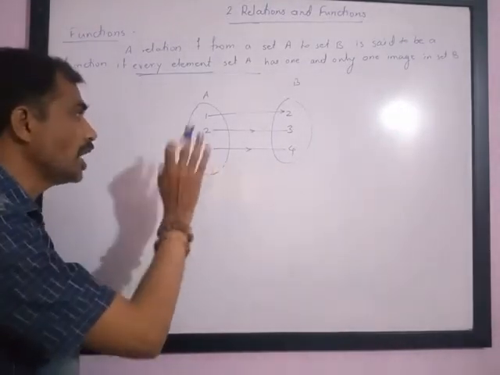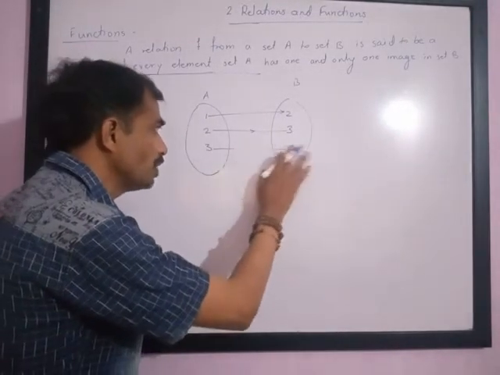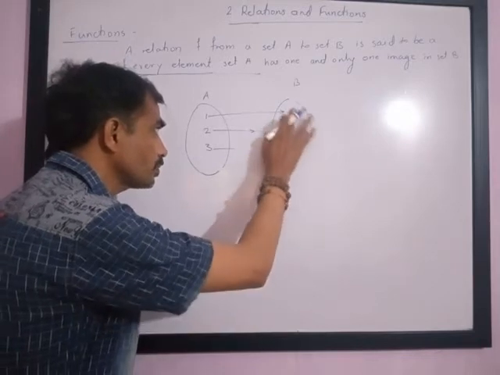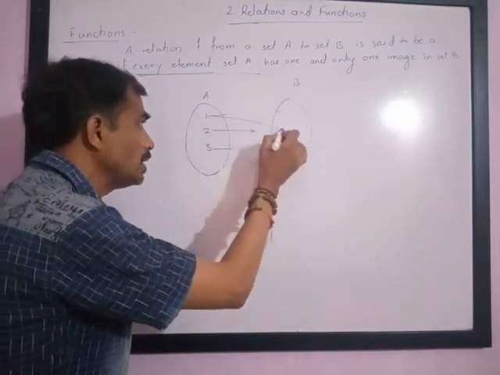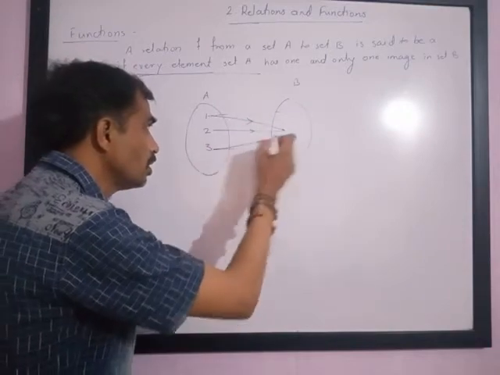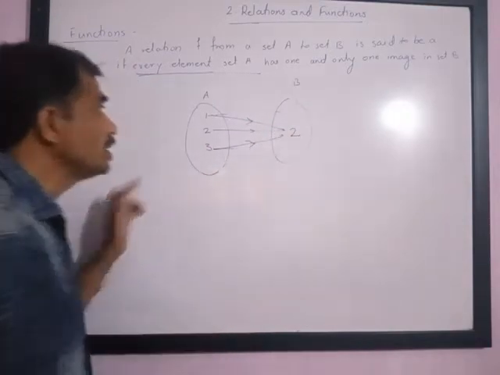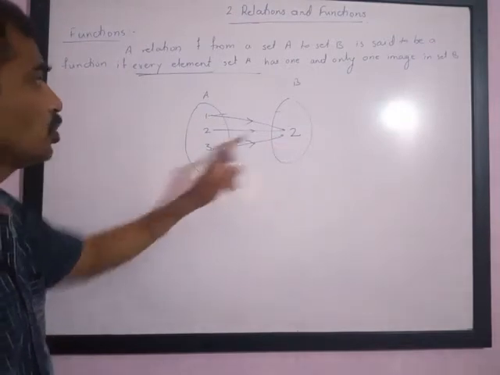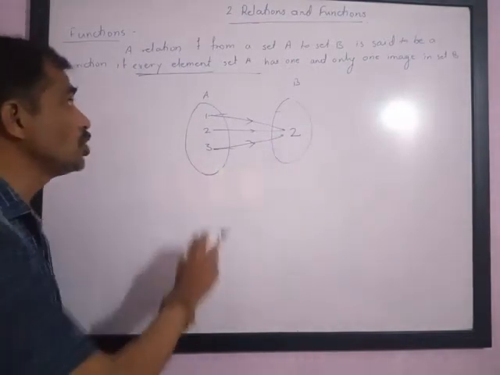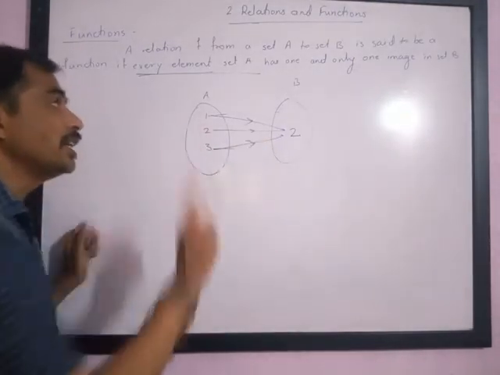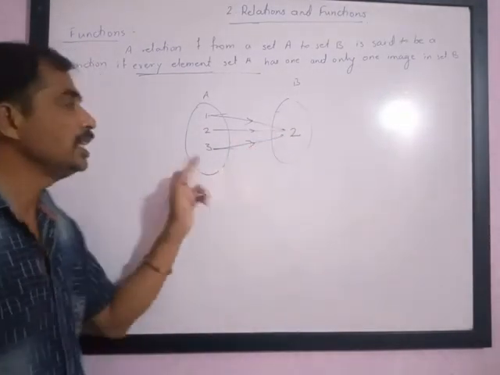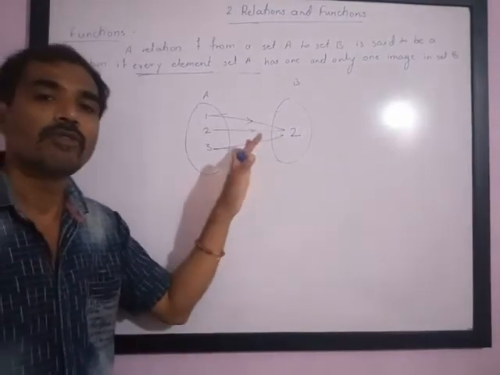One more thing, try to understand. If it is something like this, 1 has image 2, 2 has image 2, and 3 also has image 2. Please note, every element in set A is having an image and it is having only one image. In this case also it becomes a function.